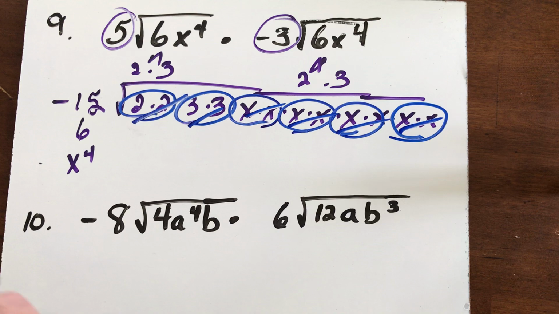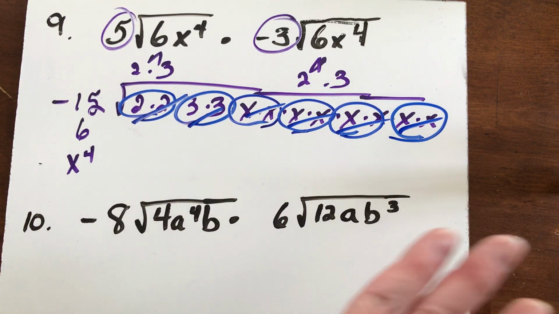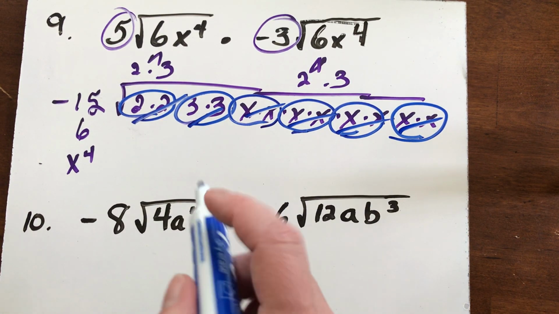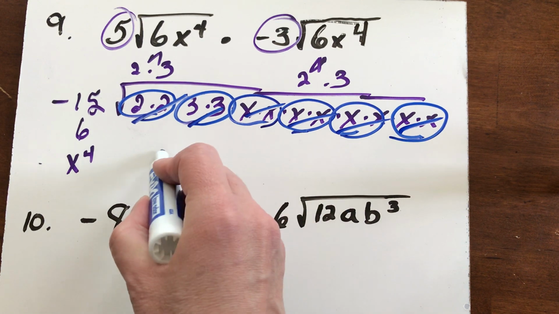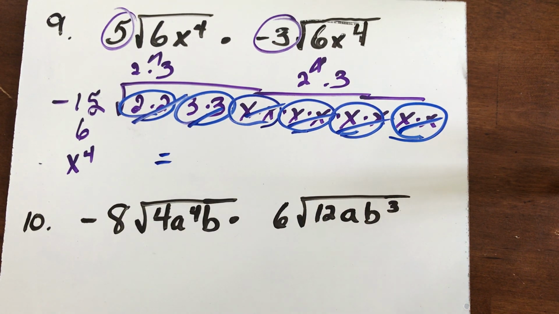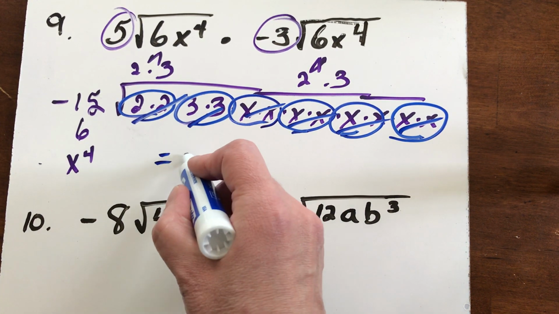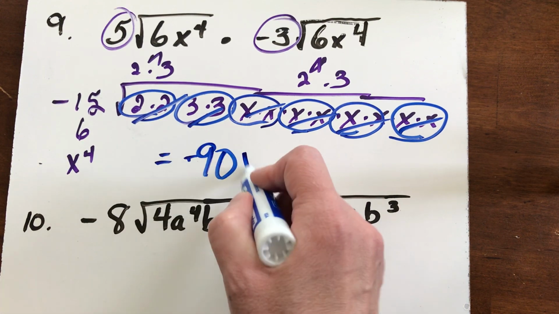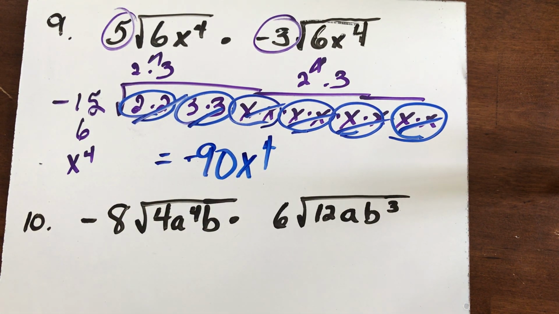Now look, everything's gone underneath the radical sign, so that means it ends up being a perfect square. Do not put the 0. My answer is going to be negative 15 times 6, which is going to be negative 90, and then x to the 4th. So that's going to be your answer for that one.